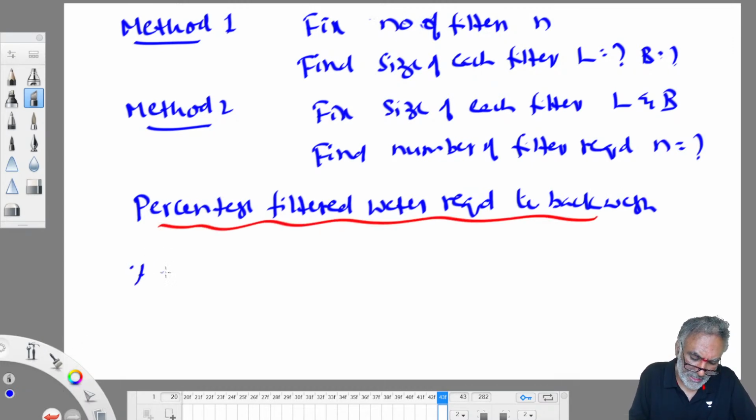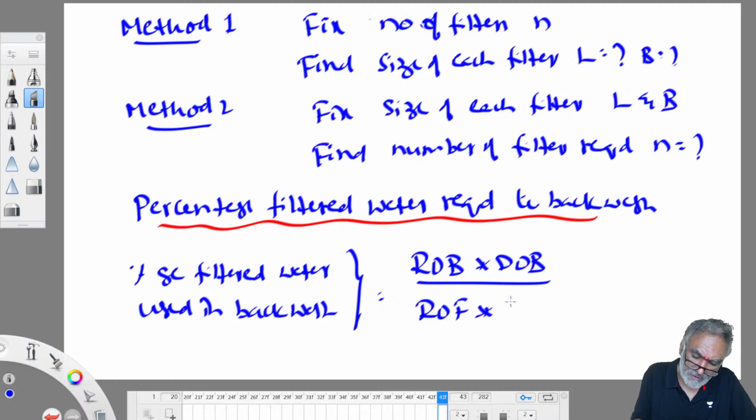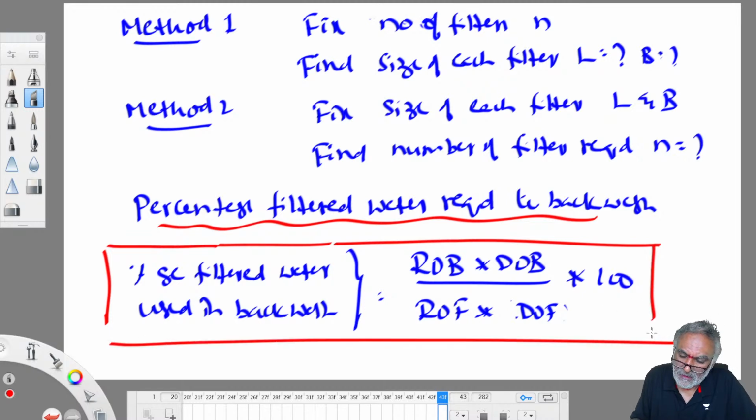Okay. So the percentage of filtered water required to be used in backwash is equal to rate of backwash into duration of backwash, by rate of filtration into duration of filtration, into 100. So you can work it out by using these parameters. Generally you get anywhere between 2% to 6%. This is the one. Next, what else is expected?